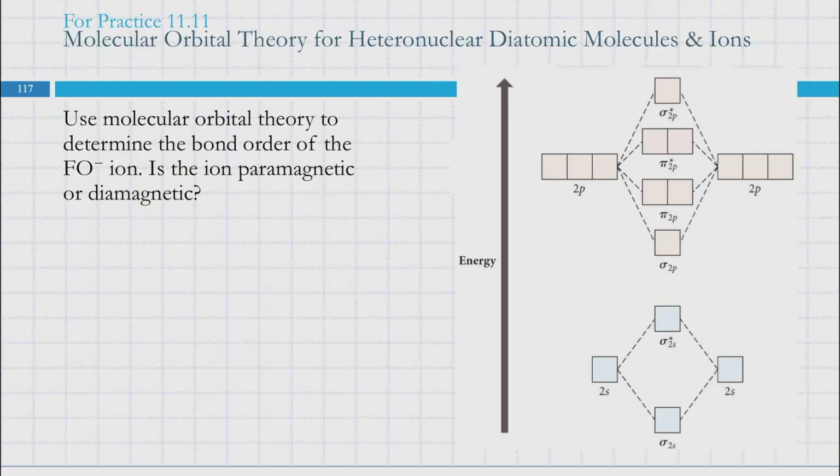I feel like those should be backwards. Anyway, use molecular orbital theory to determine the bond order of the FO minus ion. I feel like it should be OF minus, but maybe I'm wrong. Is the ion paramagnetic or diamagnetic?